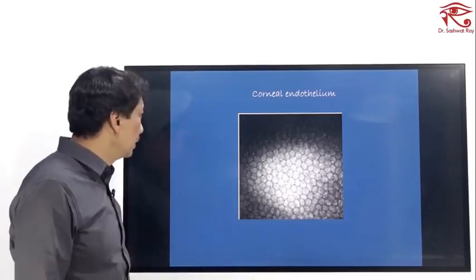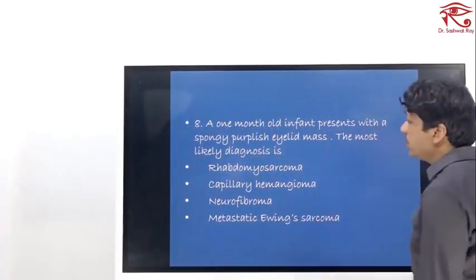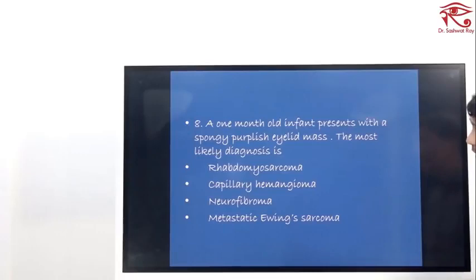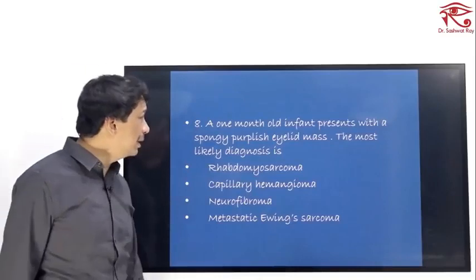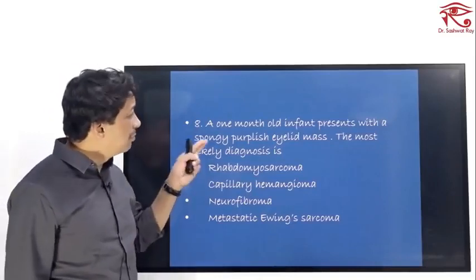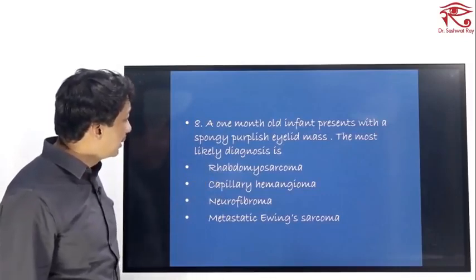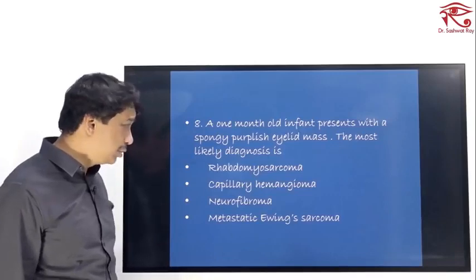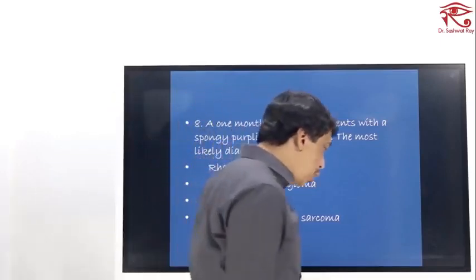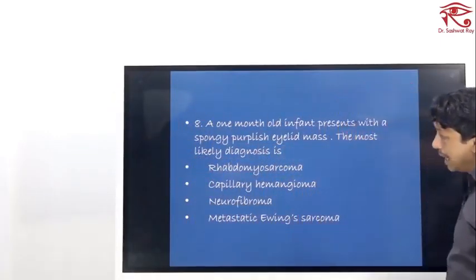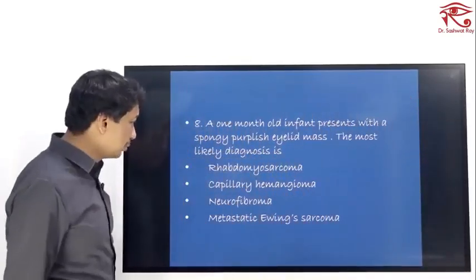Question number 8: a 1-month-old infant presents with a spongy purplish eyelid mass, the most likely diagnosis? This is often used as a spot diagnosis, so you had better tell me this answer immediately. It should not be too difficult. The most likely diagnosis, without any question, you should point your fingers to B for capillary hemangiomas. The capillary hemangiomas are the most common tumors of the eyelid in children, and adults may have cavernous hemangiomas, but children mostly have capillary hemangiomas.